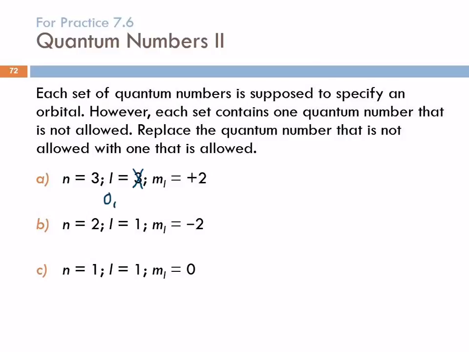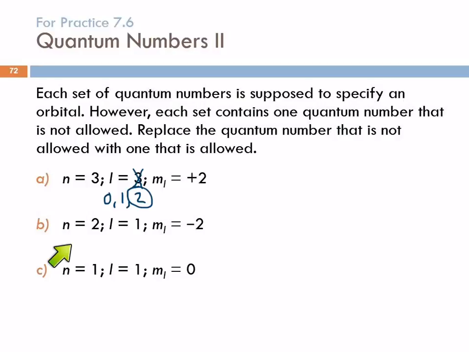It could be 0, 1, or 2, but then we have to make sure that the one we pick here is going to work with m sub l. m sub l can go from minus l to plus l, right? So this m sub l being 2 tells me that l must be at least 2, right, for m sub l to be 2. So we're going to choose this one.